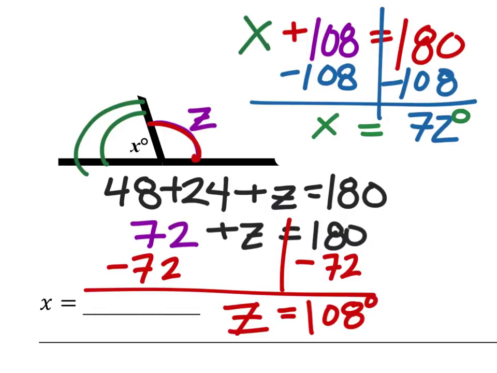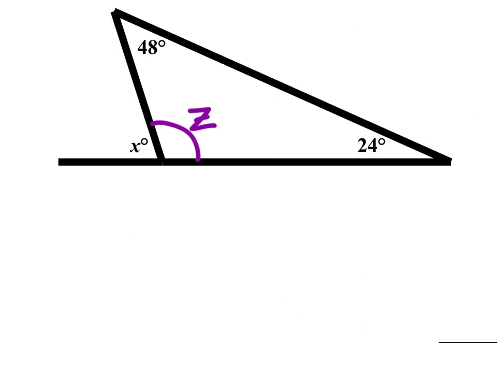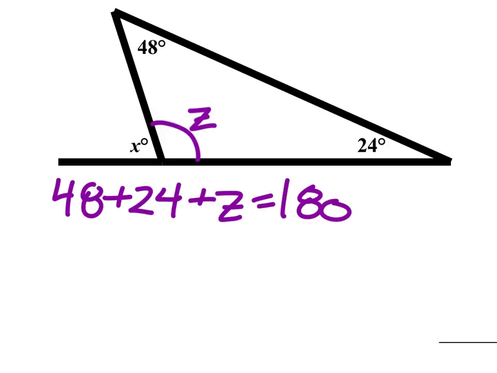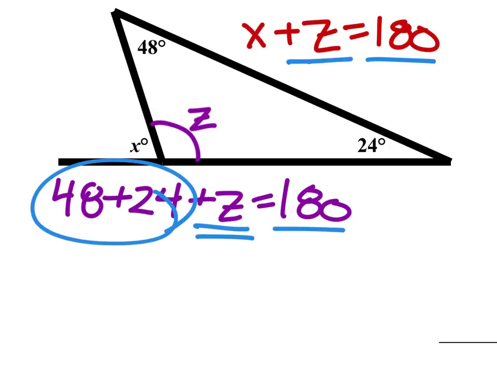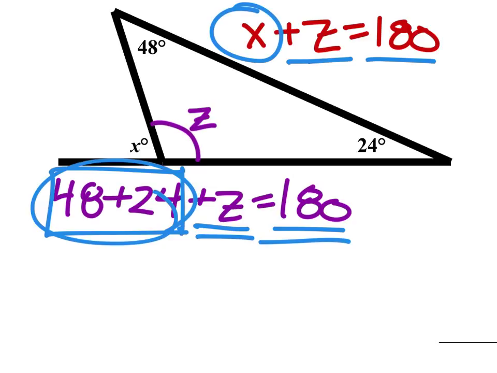Now you may be wondering, because some of you have noticed already, that it's the same 72 that we had right here. Well, why are these two numbers the same? If we go back to the original picture and look at just the triangle, the triangle gave us 48 plus 24 plus the Z equals 180. But on the other hand, X plus Z is 180. See how we have the Z, we have a plus Z equals 180, and then plus Z equals 180. Well, something plus the same thing gives us 180. So we can see that X is really just the sum of these two numbers.